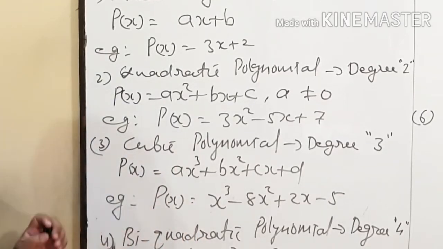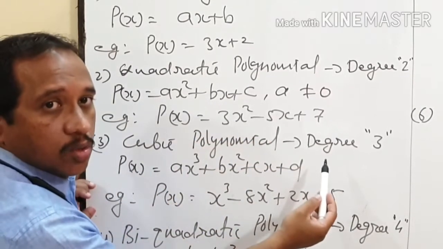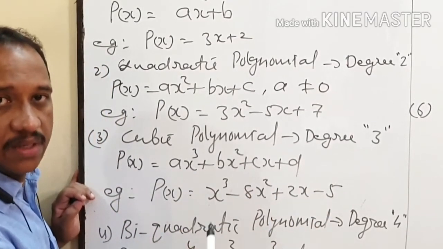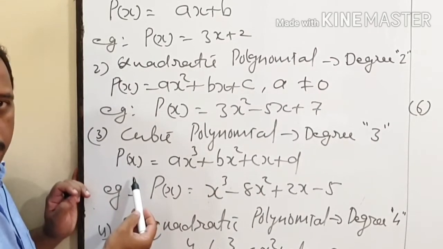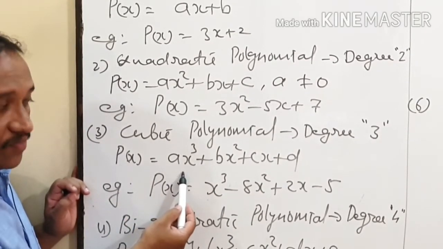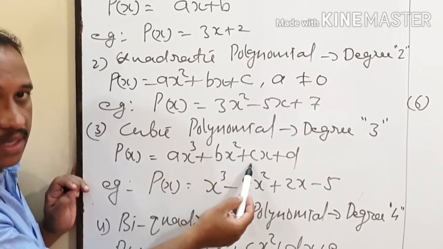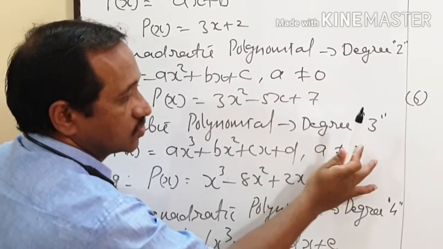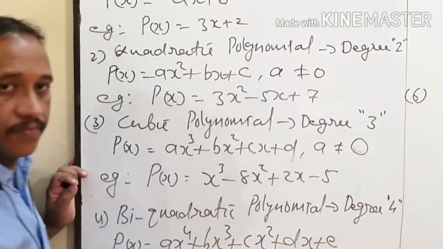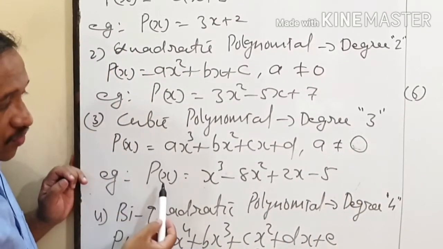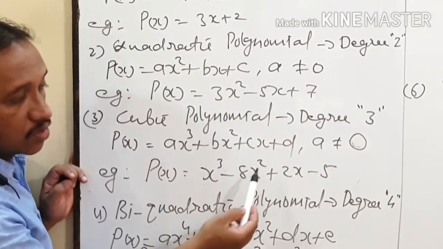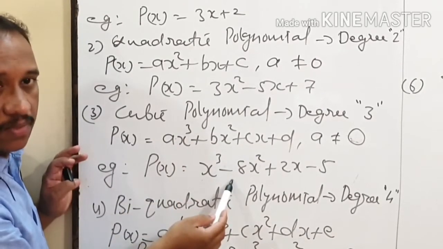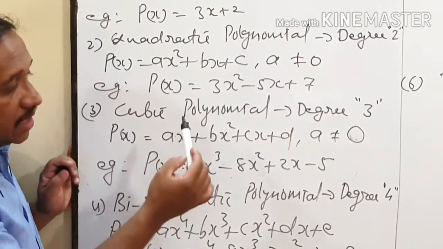The third one is cubic polynomial. A cubic polynomial is a polynomial whose degree is 3. That is, the highest power of the variable is 3. The standard form of a cubic polynomial is p of x is equal to ax cube plus bx square plus cx plus d, and here also a cannot be equal to 0. There is an example, p of x is equal to x cube minus 8x square plus 2x minus 5. We can compare the standard form and the given example, and hence write the values of a, b, c and d.